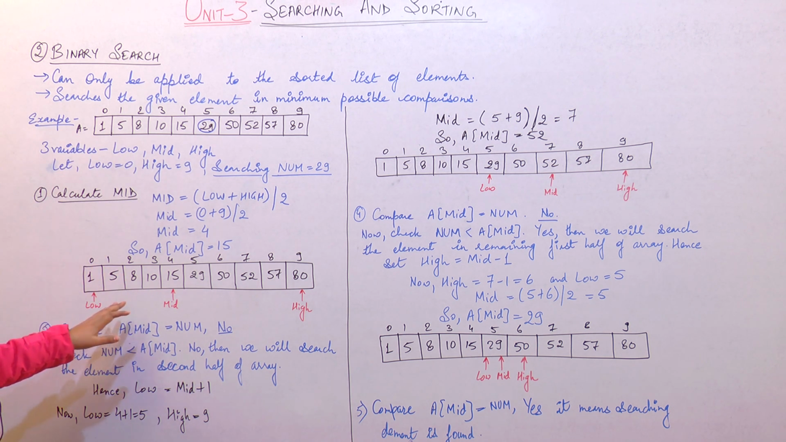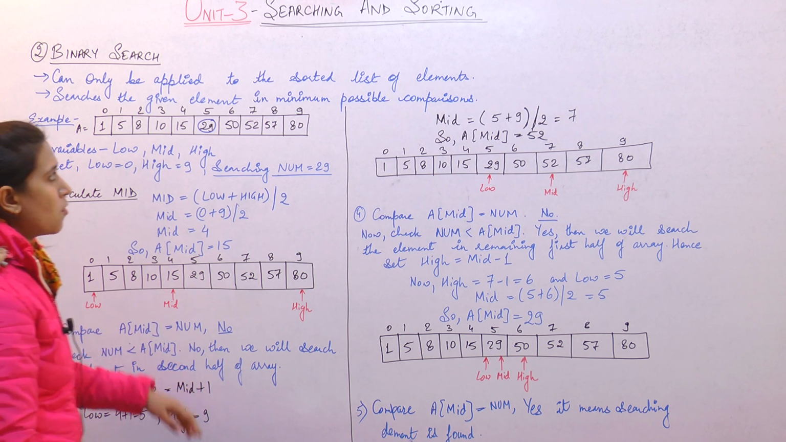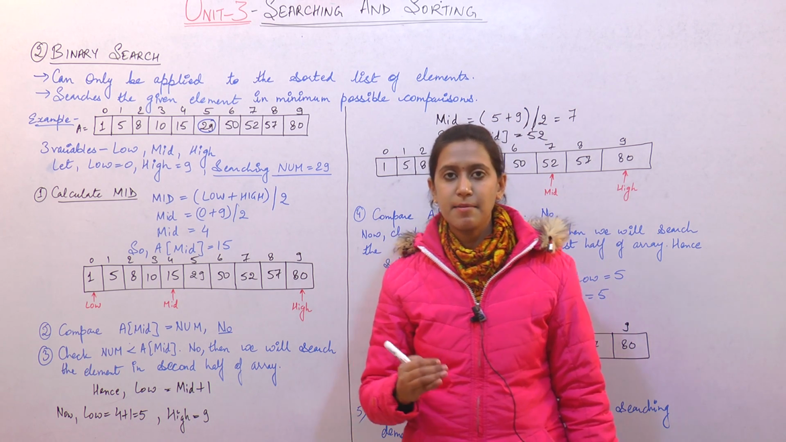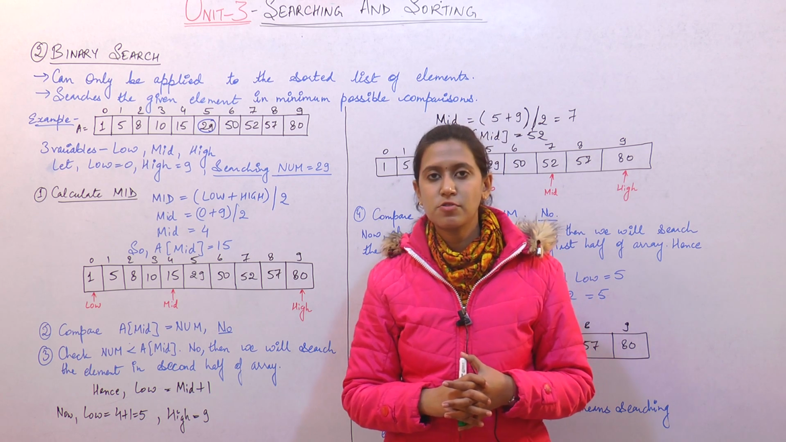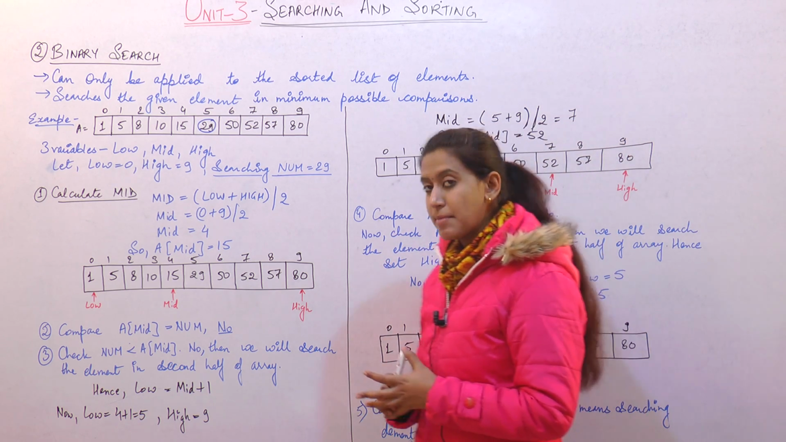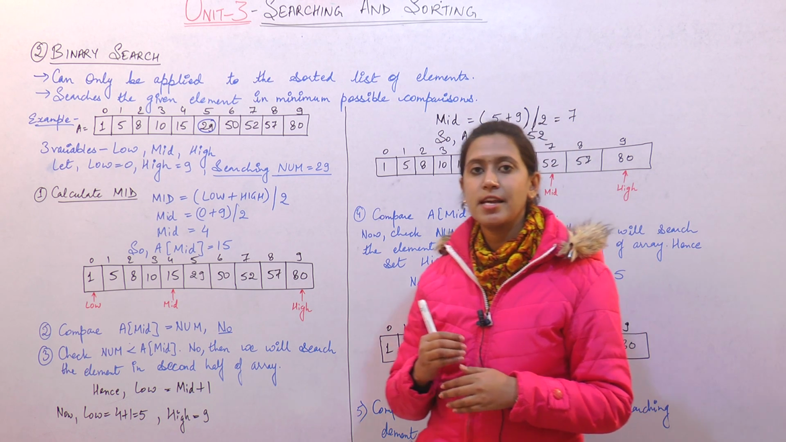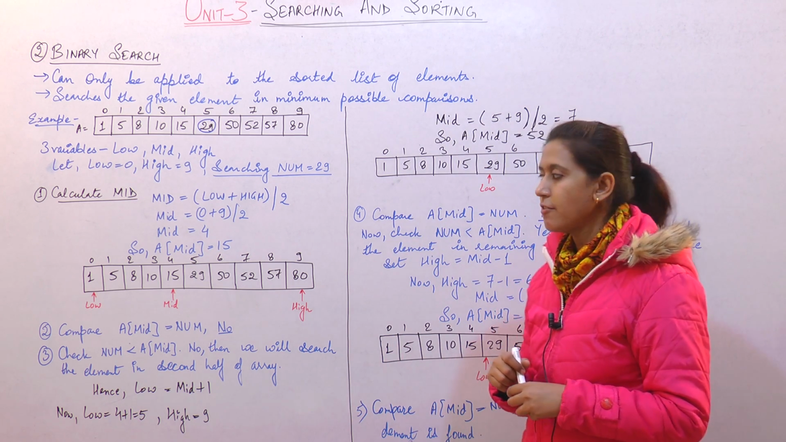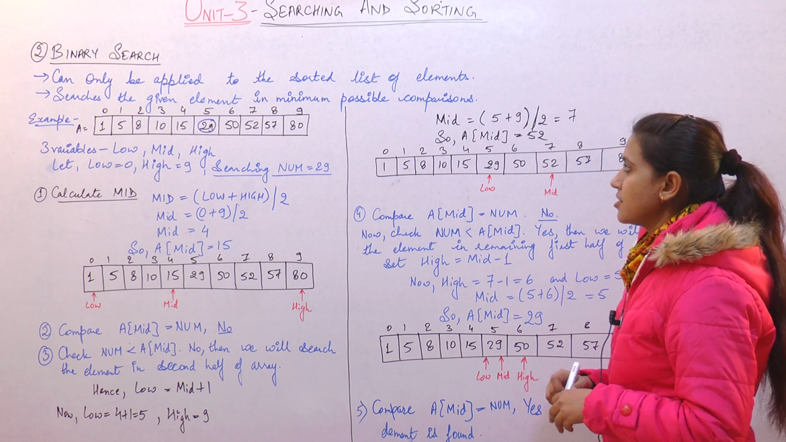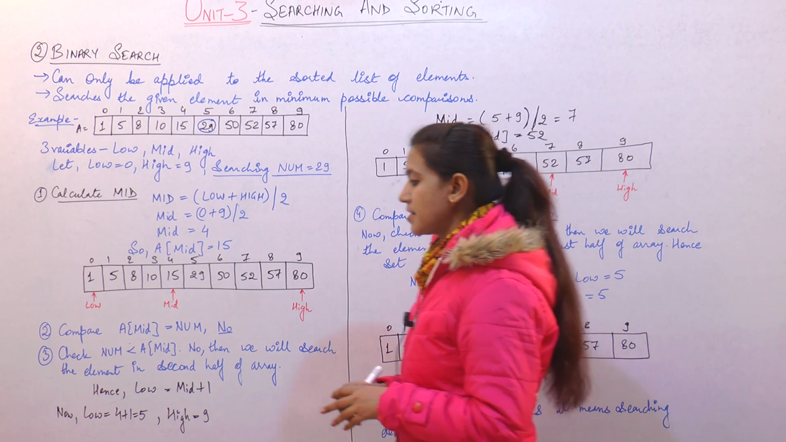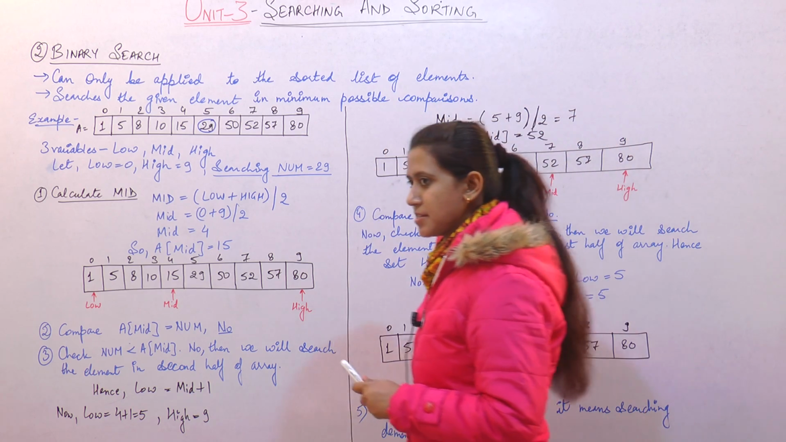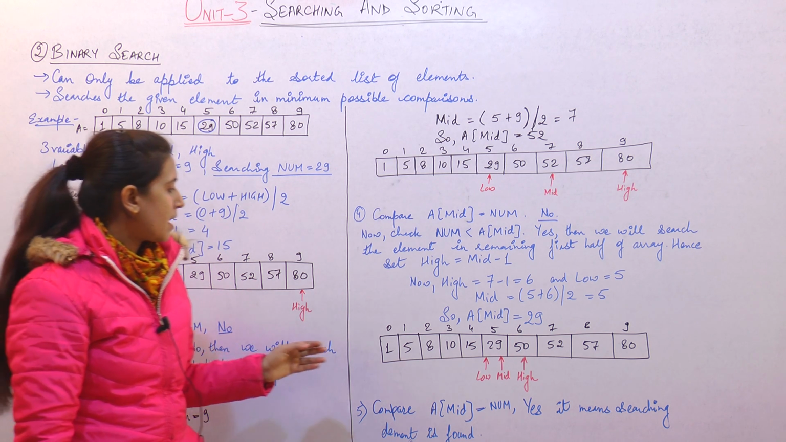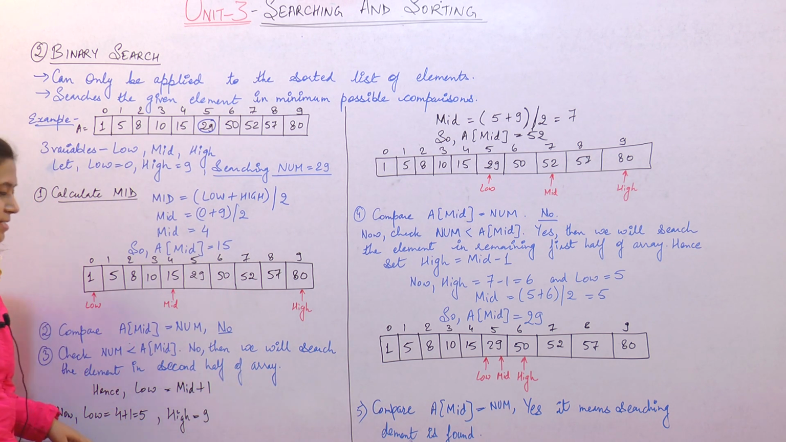So the binary search technique is applied only to a sorted list of elements. That means the elements stored in the data structure should always be in sorted form. If elements are not in sorted form, then we will first sort the elements and then search for the desired element from that collection. And the binary search technique searches for the given element in the minimum possible comparisons.